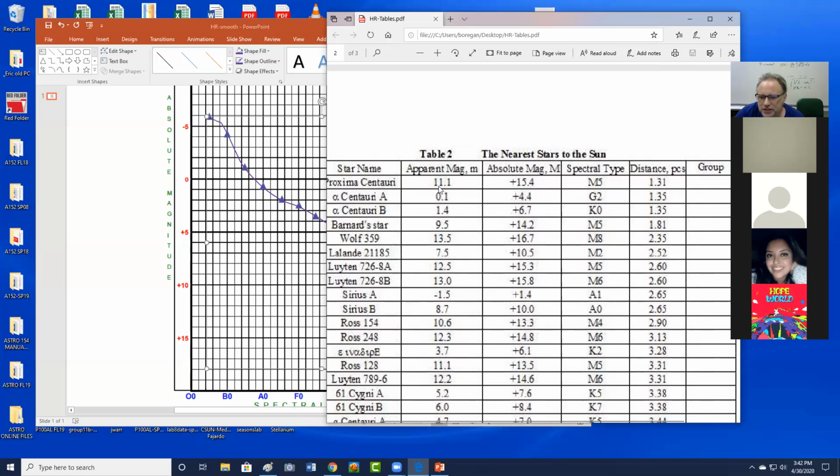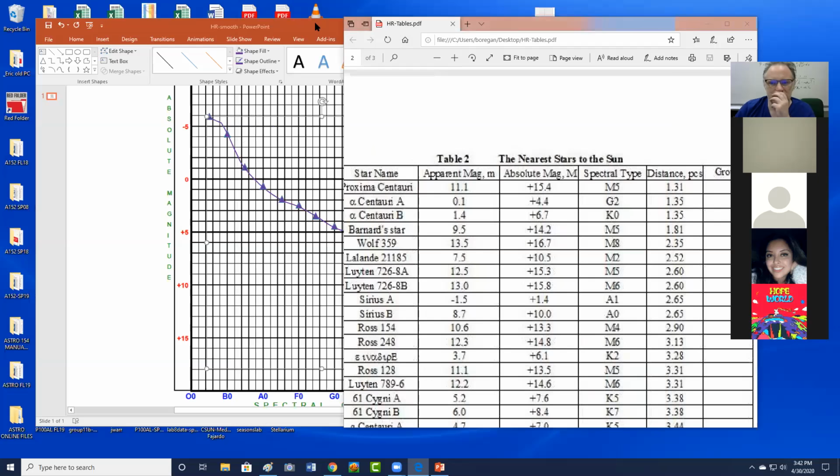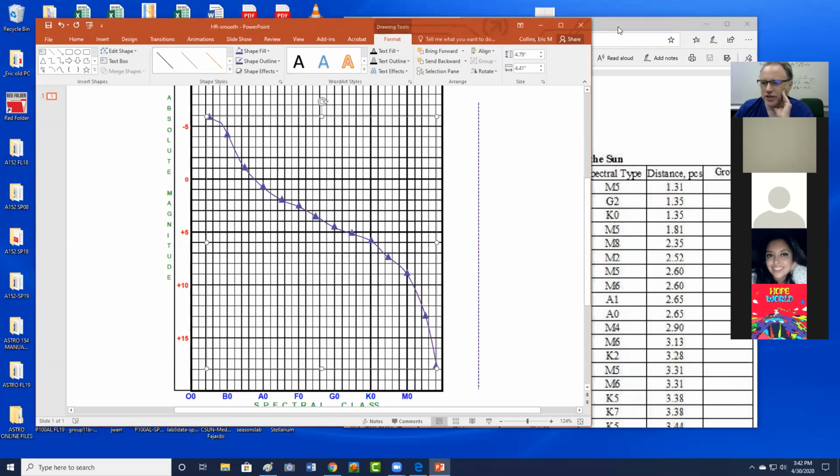So let's look at this one here. Apparent magnitude, absolute magnitude, spectral type, and the distance. Which two of these are we actually plotting on the diagram? The spectral type and the absolute magnitude. Yeah, the spectral type and the absolute magnitude. All right, so for the nearest ones, they wanted you to use little circles.